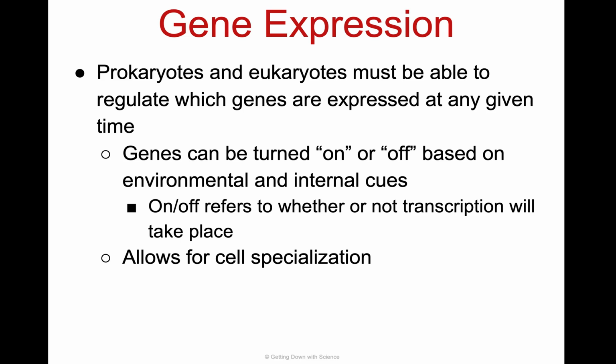If transcription takes place, we then have an mRNA molecule. The mRNA molecule gets translated on the ribosome to become a polypeptide and then a protein. So on/off refers to whether or not that first step will happen. And this allows cells to be super hyper specialized in what they do. It's really interesting.